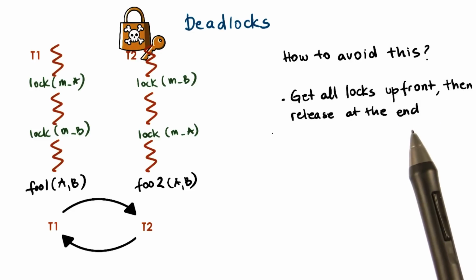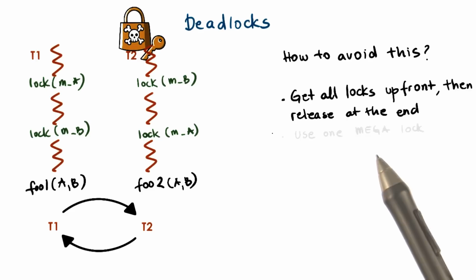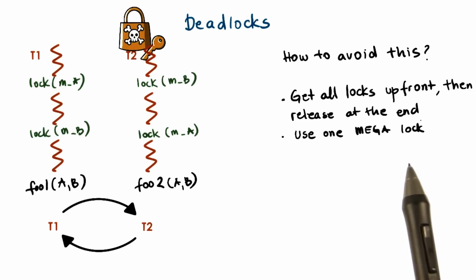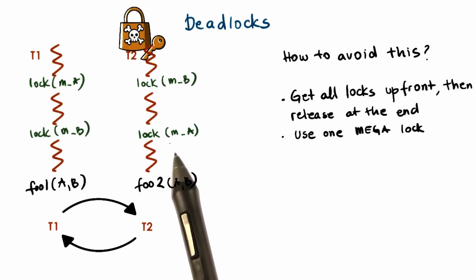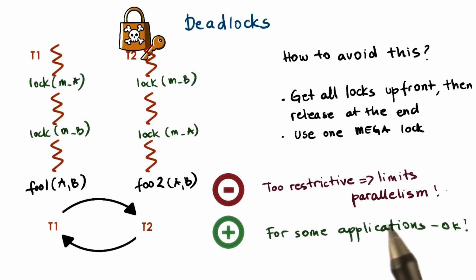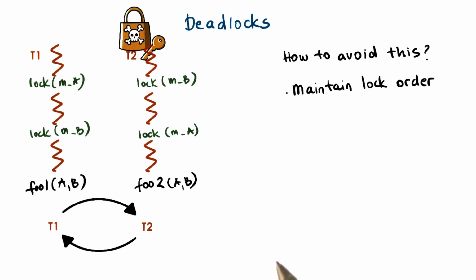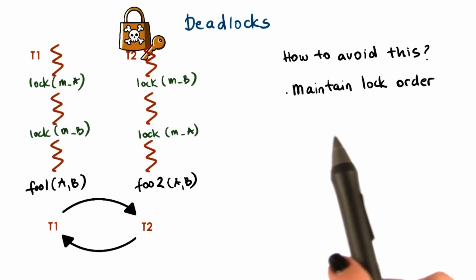Another possibility would be to get all the locks up front and then release them at the very end. Or maybe we just end up using one mega lock, some mutex m sub AB. This solution may work for some applications. However, in other cases, it can be very restrictive because it limits the level of parallelism that can exist in the system. And the last and the really most accepted solution is to maintain a lock order.